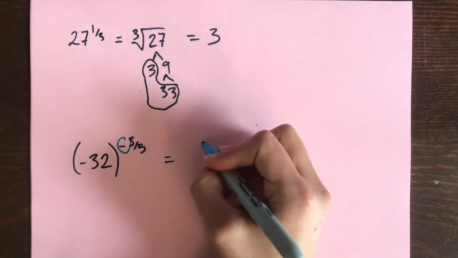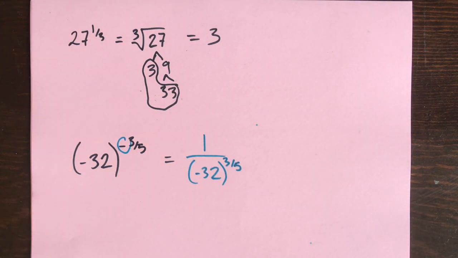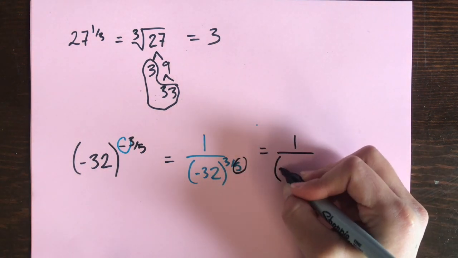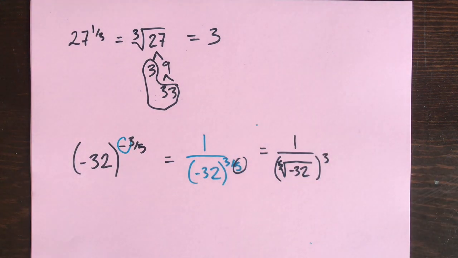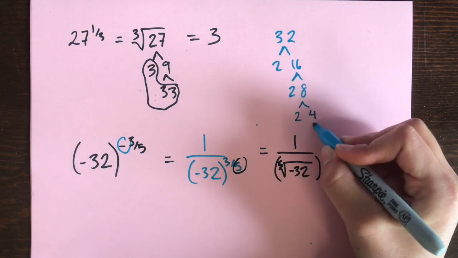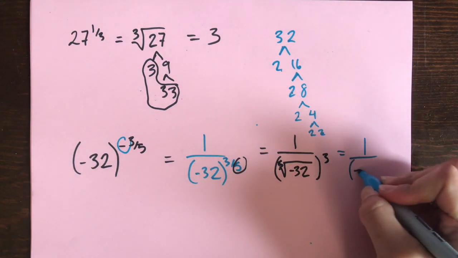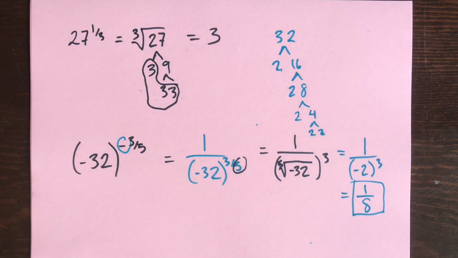If I look at this example with negative 32 to the negative 3/5, the first thing I'll do is use that negative to flip the negative 32 to the 3/5 to the bottom, and I've used the negative so it's gone. Then I'm going to do the 5th root of negative 32, and I'll cube it at the end. The 5th root of negative 32, if I do a tree of 32, I get 2, 16, 2, 8, 2, 4, and then 2, 2. So I have 1, 2, 3, 4, 5 2s, which means I can take a 2 out of the 5th root, and actually I'll take out a negative 2, because it's negative 32 on the inside. Negative 2 cubed is just negative 8, so I get 1 over negative 8 as my final answer.